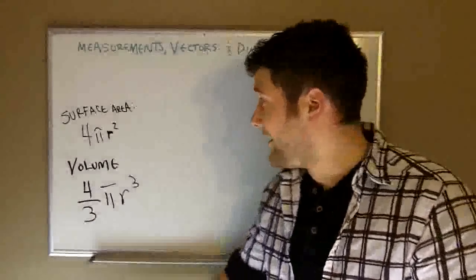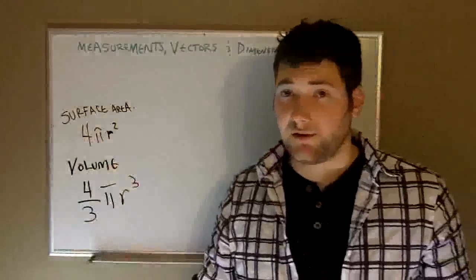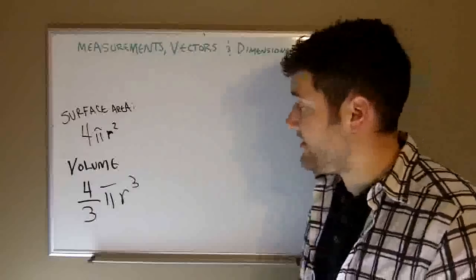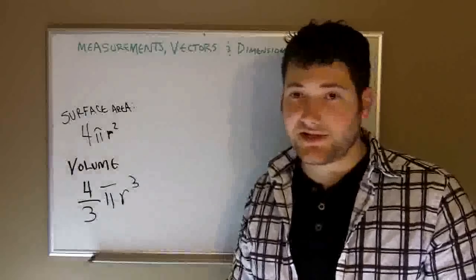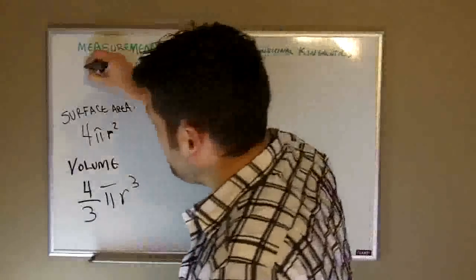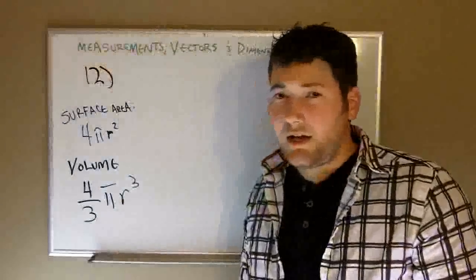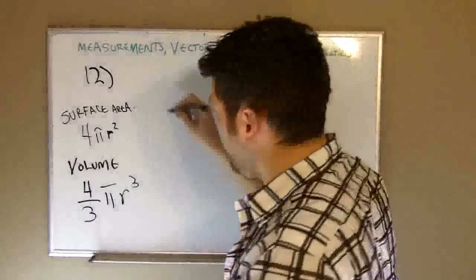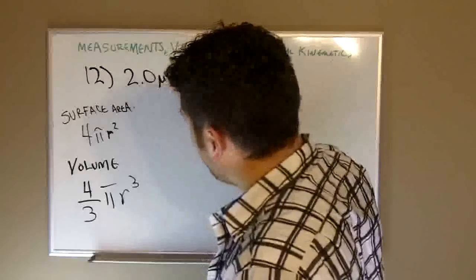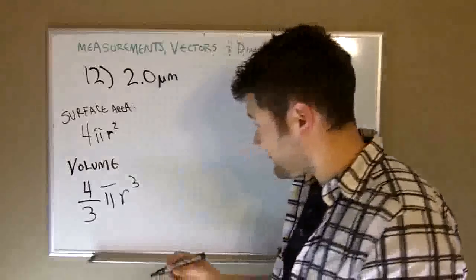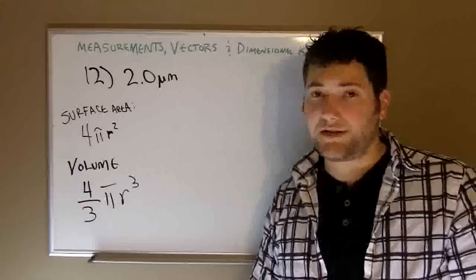Thanks, bro. Alright, so these are our equations for the surface area and the volume of a sphere. And now we're going to have to use these to answer these questions, because obviously that's what the question is asking for. And this is going to be question 12 in the book. Let's say, because they tell you the radius, our radius is 2 micrometers. Like I said, there are a million micrometers in 1 meter.